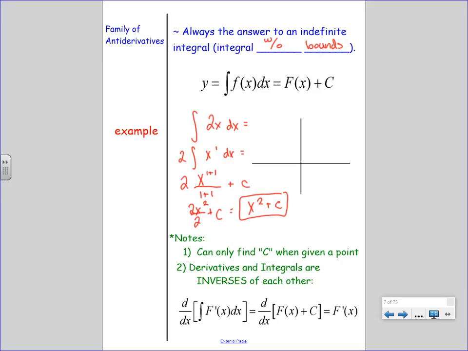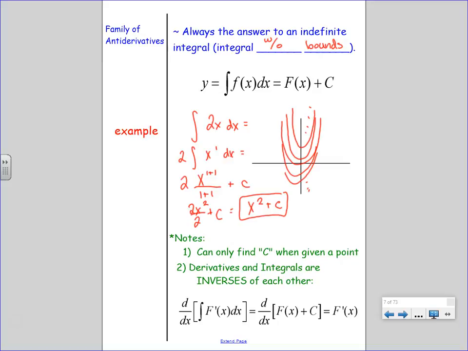So technically, how could I show the family of antiderivatives? I could say, oh, hey, there's x squared plus 0. Hey, there's x squared plus 1. Hey, there's x squared plus 2. Hey, there's x squared. I can keep on going down here, right? x squared minus 1, x squared minus 2. Okay, that's approximate. But it's a family of antiderivatives. There's infinitely many, and they're all related. They're just vertical shifts of each other.